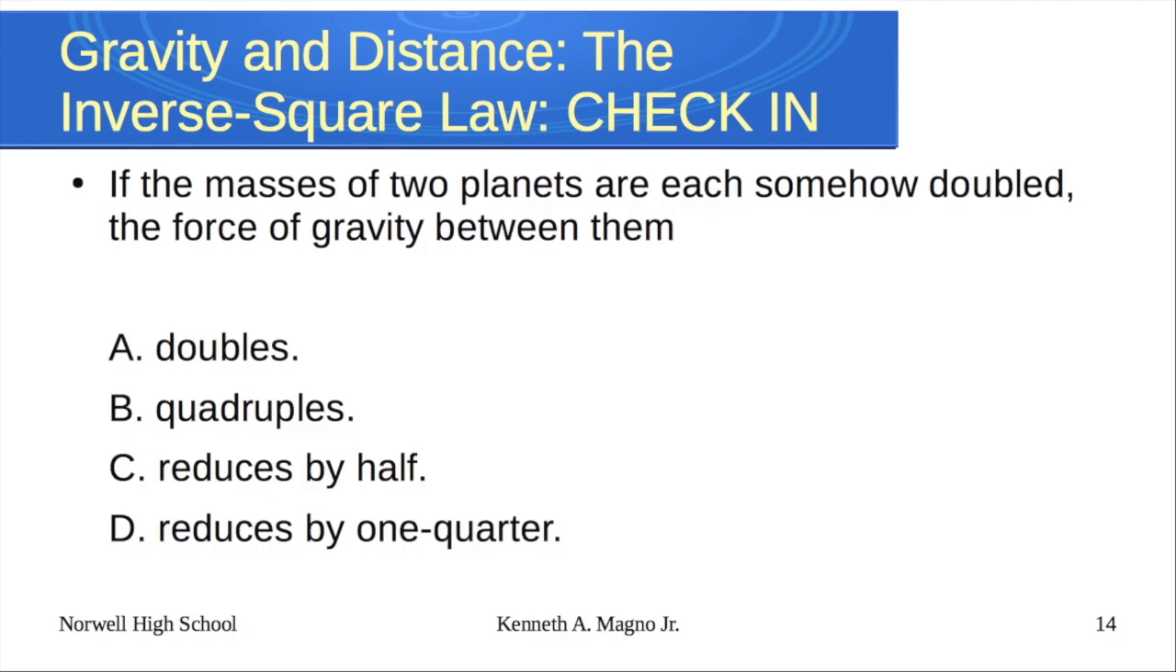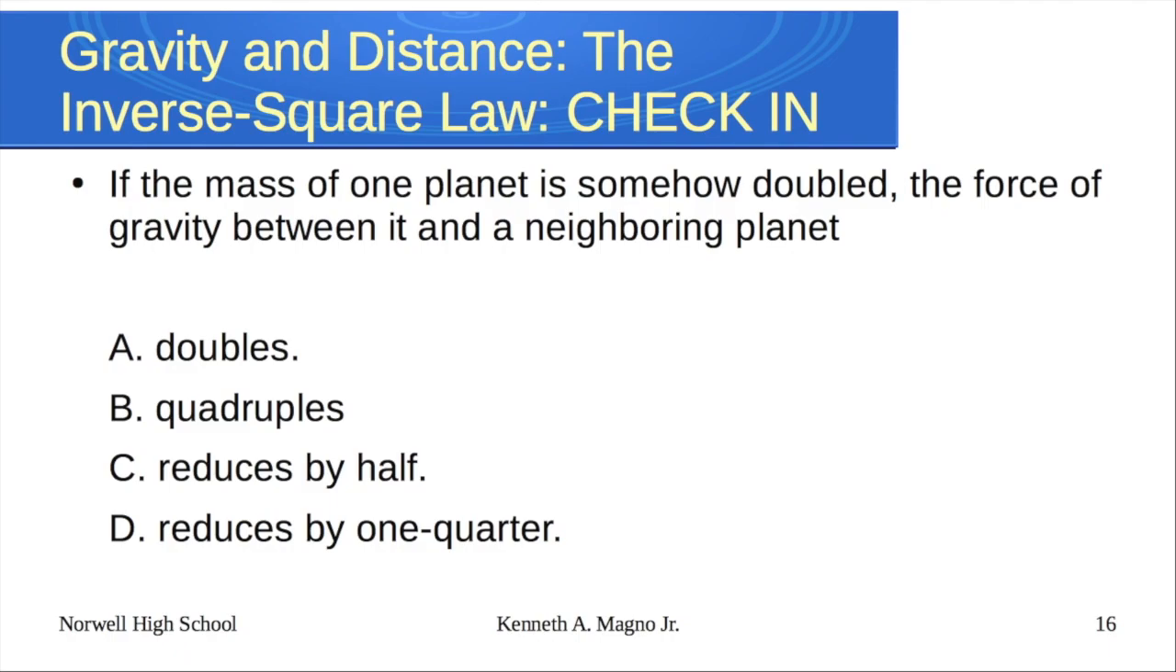Okay, so if the masses of 2 planets are each somehow doubled, the force of gravity between them should double, quadruple, reduce by half, or reduce by 1/4. It should quadruple because I'd have 2 times mass 1, 2 times mass 2. Well, that would give me 4 times mass 1 times mass 2, right? So that's quadrupled.